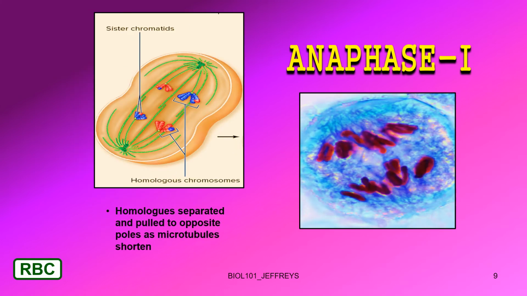In anaphase, what's going on in anaphase of mitosis? Chromosomes separate. You get one set going to one side of the cell, one set going to the other side of the cell. We have physical separation. Okay, and that's what you see going on here. Here's one set of chromosomes. Here's the other set of chromosomes. And these are whole chromosomes. So homologs are separated and pulled to opposite poles as microtubules shorten.